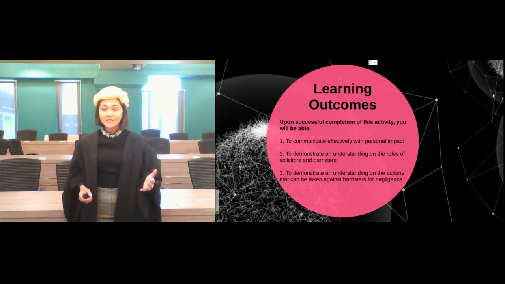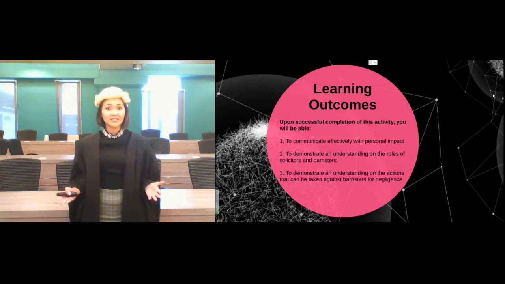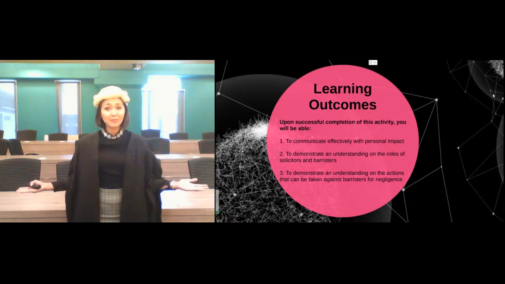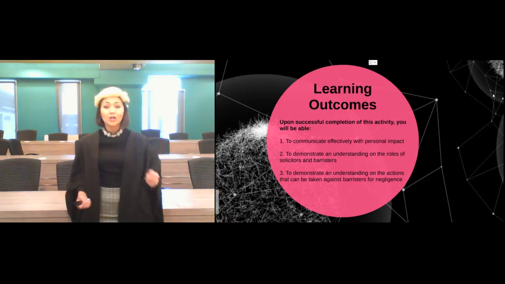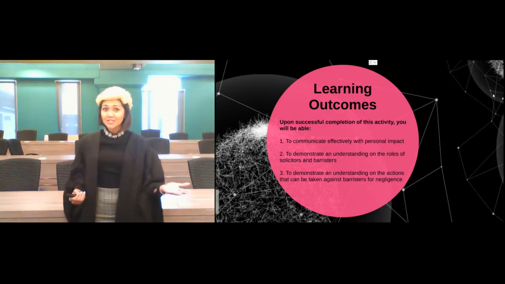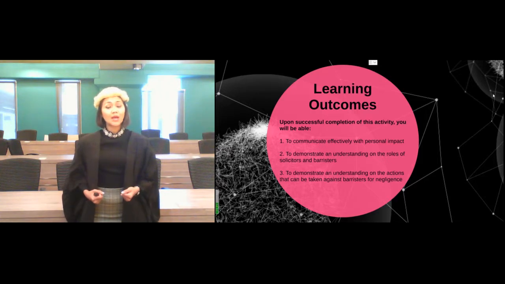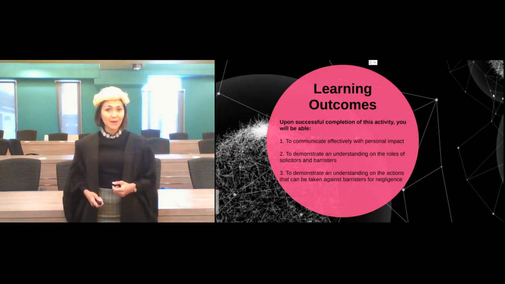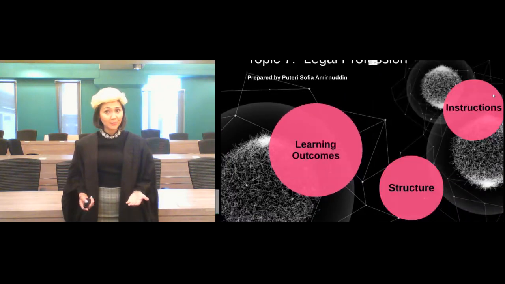Upon the successful completion of this activity, you'll be able to communicate effectively with personal impact to the members of the public to demonstrate an understanding of what you know about the roles of solicitors and barristers, and also to be able to demonstrate an understanding of the actions that can be taken against a barrister if he or she is negligent in any cases taken by him or her.